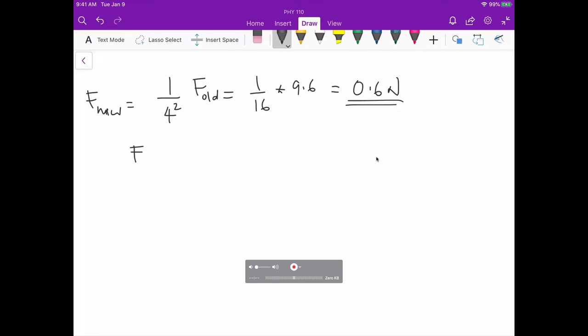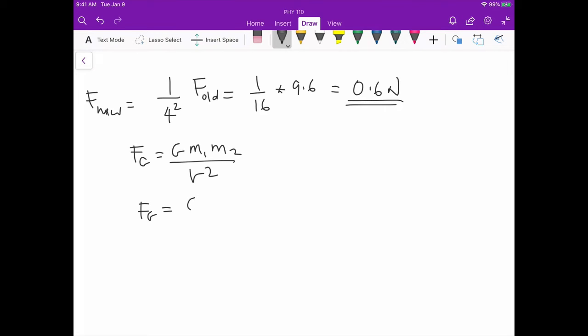Valid approach. You imagined Fg equals G m1 m2 divided by r squared. Now the new one is Fg equals G m1 m2 over (4r) squared. Or you can imagine the r between them was 1, then that's fine. If you compare this with this, and this force is already known, 9.6, this is your old one, this is our new one.